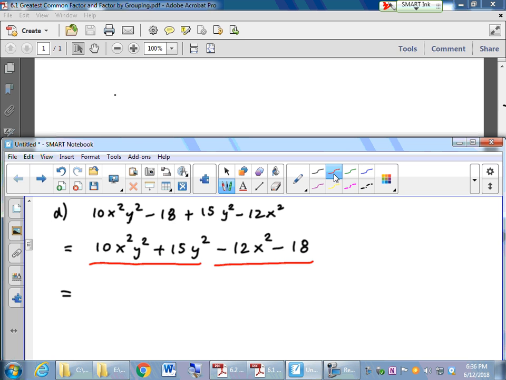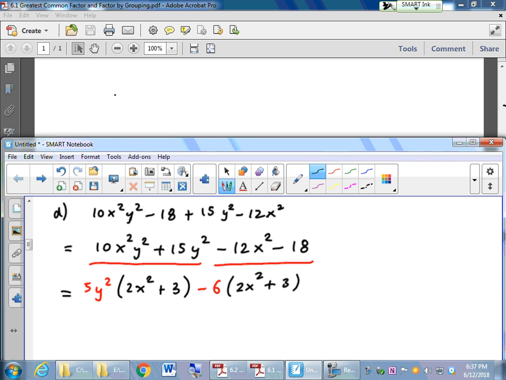From the first two terms, I factor out the greatest common factor. The number will be 2. Oh, no, the number will be 5, my bad. The number will be 5, and the greatest common factor for the variable will be y squared. So what's left over is 2x squared plus 3. On the second two terms, the second group, I can factor out the greatest common factor negative 6, which will leave us with positive 2x squared and then plus 3.